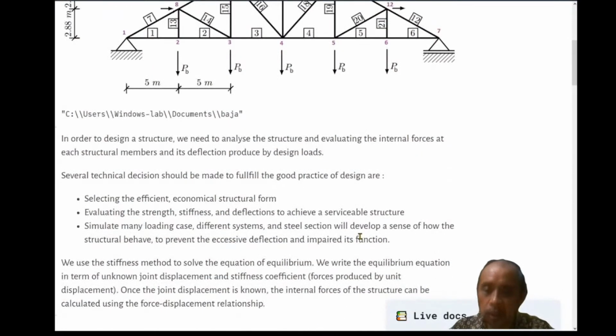First one is selecting the economical section. Second one, we evaluate the strength, stiffness, and deflection of the system. Third one is we must simulate many load cases according to the building standard. And we must prevent the excessive deflection because it will impair its function as a structure.